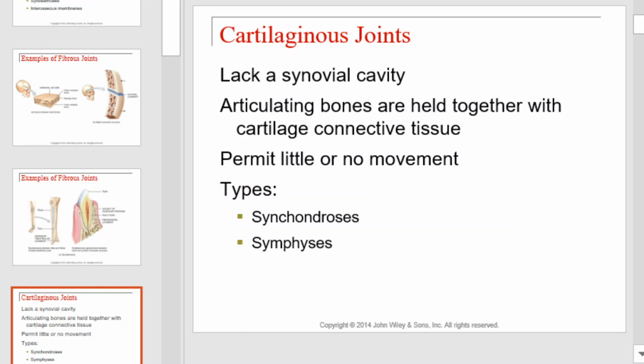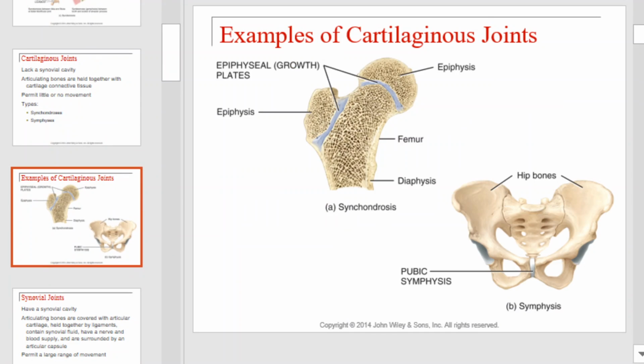Cartilaginous joints. Cartilaginous joints also lack a synovial cavity. In cartilaginous joints, the articulating bones are held together with cartilage connective tissue and again permit little or no movement. Types of cartilaginous joints include synchondroses and symphyses. This is an example of a cartilaginous joint.